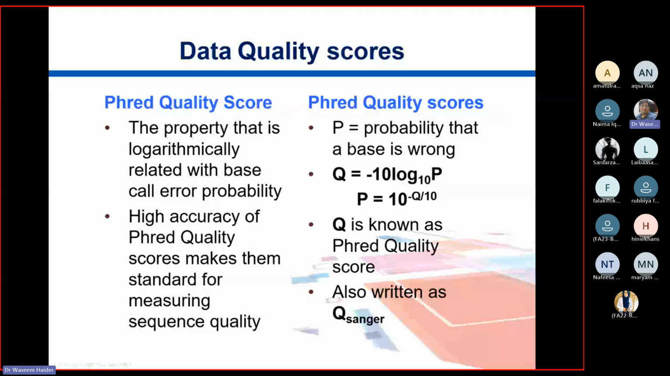So according to the Phred formula, P is the probability that a base is wrong. Suppose you have 10,000 copies of the same fragment, and all fragments are incorporating the adenine nucleotide, then there is no error. But what if one of them is incorporating, suppose, cytosine or guanine? So what will happen over here is that one out of 10,000 is giving us the wrong signal.